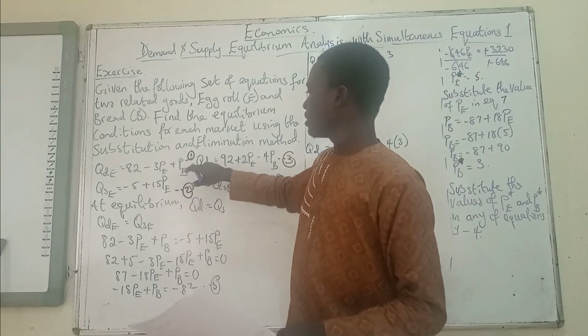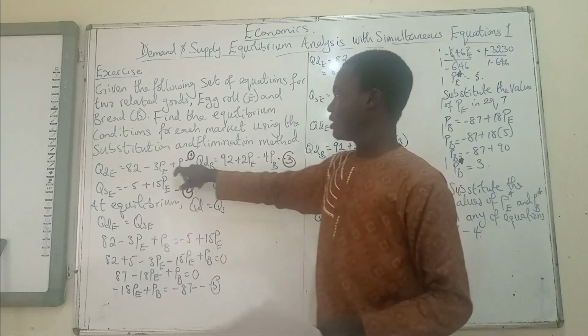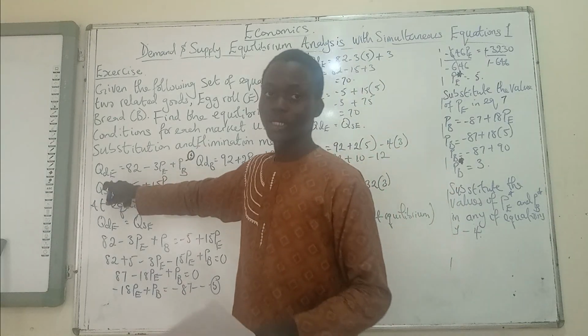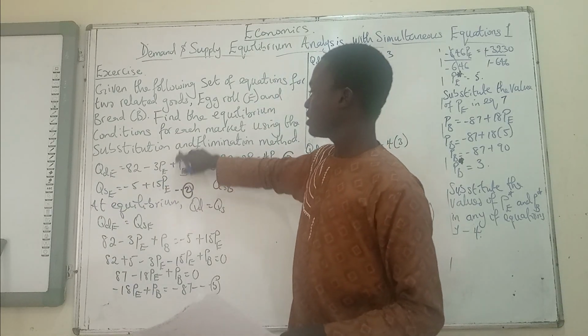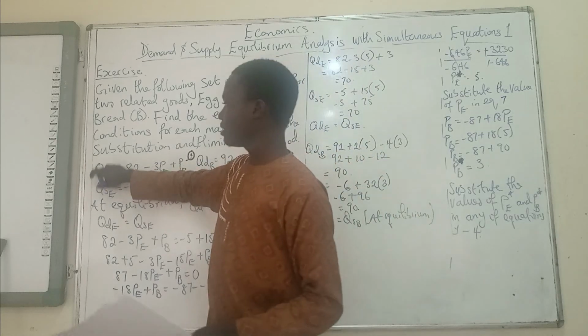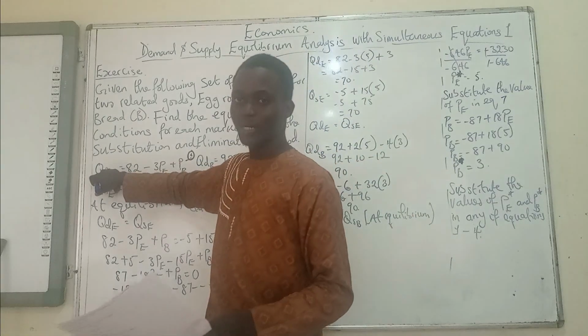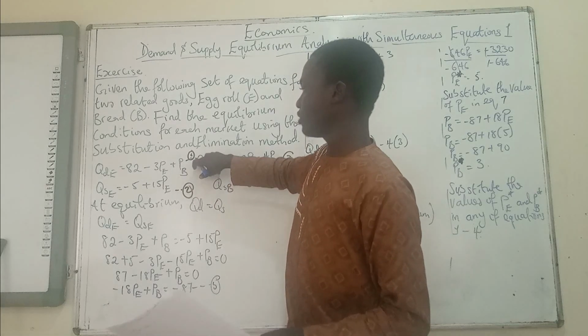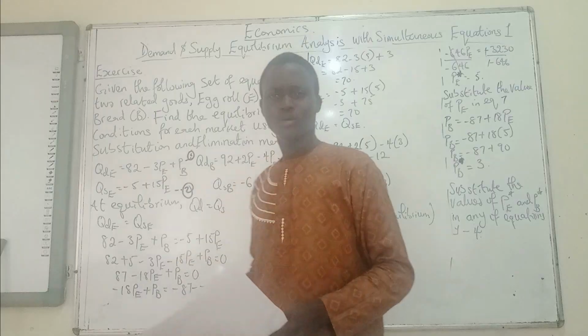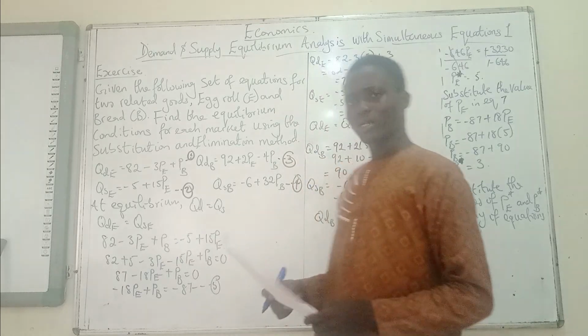But then the price of bread, that is a related good, has a positive relationship with the quantity demanded of egg roll. Since this is a plus, an increase in the price of bread may increase the quantity demanded. Sorry, it's not quantity demanded now. An increase in the price of bread increases the demand for egg roll. Seriously? So what kind of goods are they?